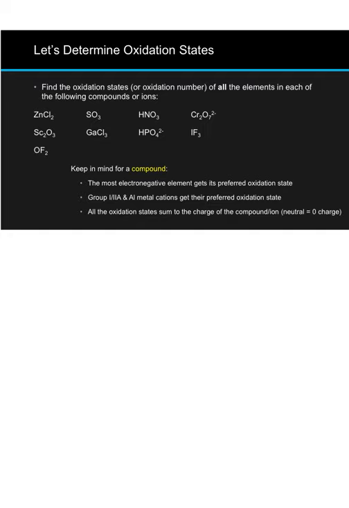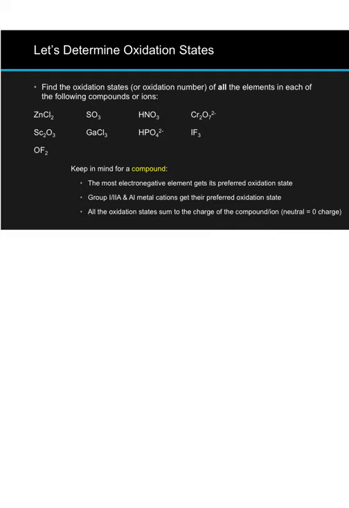In order to assign oxidation numbers, we're always going to use the most electronegative element and give it its preferred oxidation state. We're going to keep in mind that elements from groups 1A and 2A, the alkali metals and the alkaline earth metals, get charges that we have already been able to predict, +1 or +2. Aluminum gets a +3 charge, all as their preferred oxidation states.